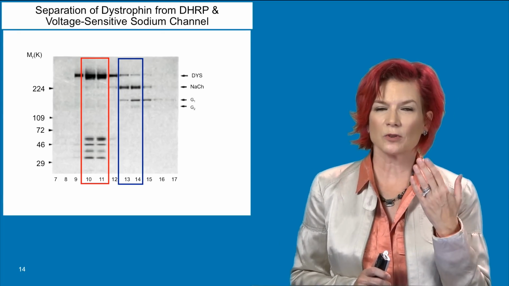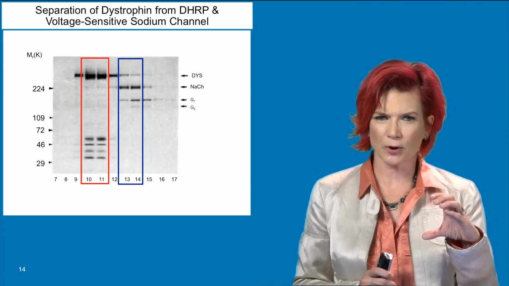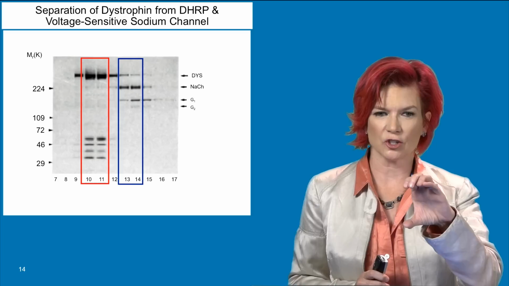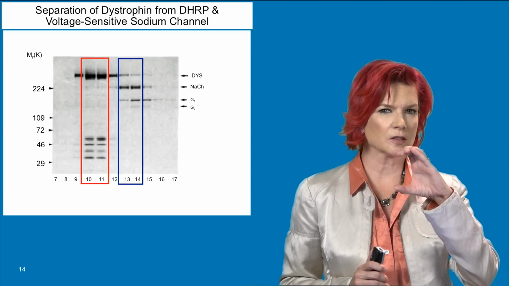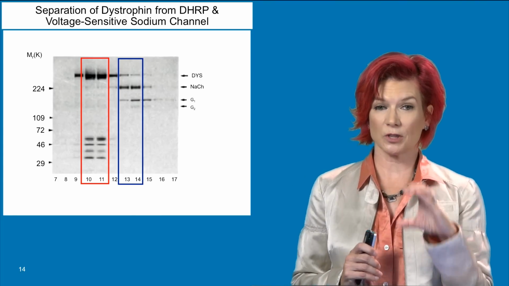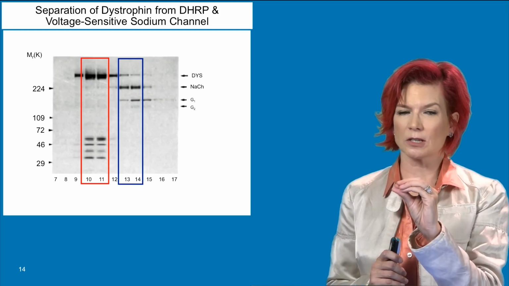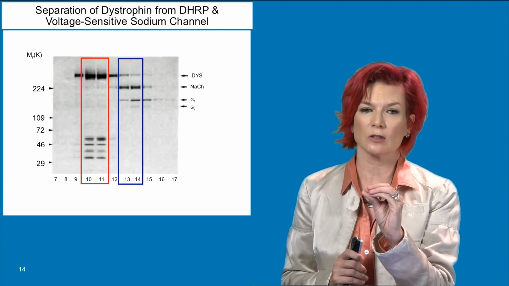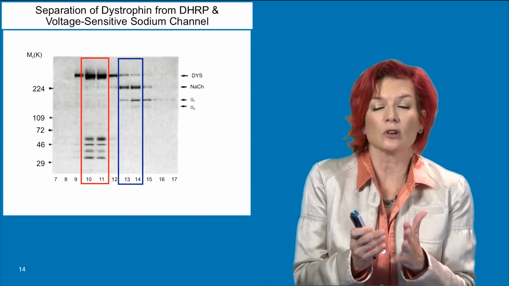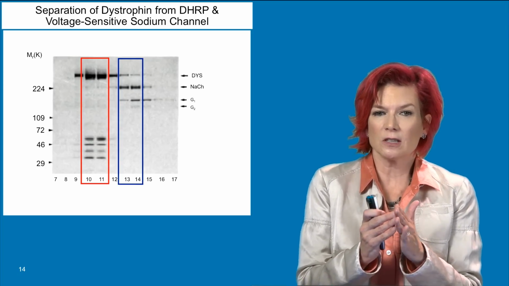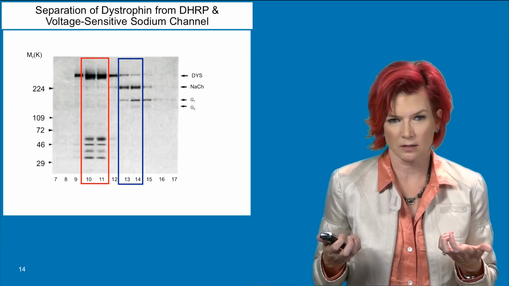And what I hope you can see is that the fractions outlined with the red box represent dystrophin, and what we can conclude is that those other proteins that are migrating in the lower part of the gel, between 25 and 50 kilodaltons, are associated in a complex with dystrophin. And they're pulled away from a very small amount of voltage-sensitive sodium channels that happen to slightly co-purify or kind of contaminate the purification of dystrophin. So this is a very sensitive, very rigorous method to really pull apart protein complexes.